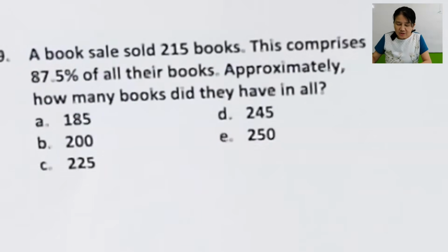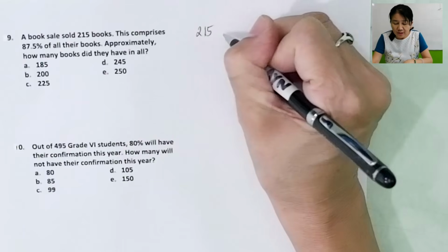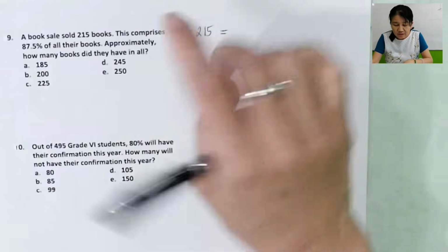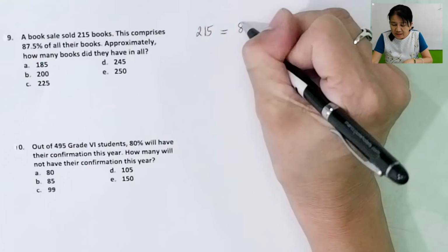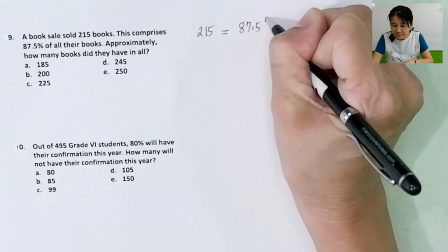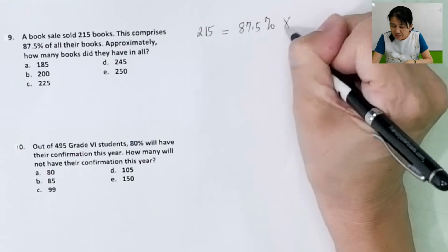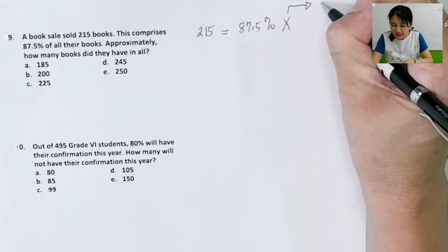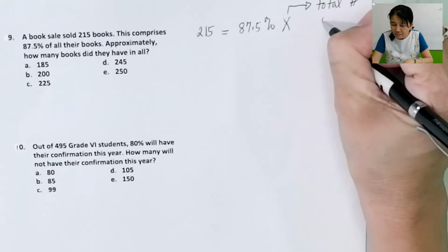A book sale sold 215 books. This comprises 87.5% of all their books. Let me repeat that. So that would mean the 215 books sold, the number of books sold, comprises 87.5% of all the books. Let x be the total number of books.